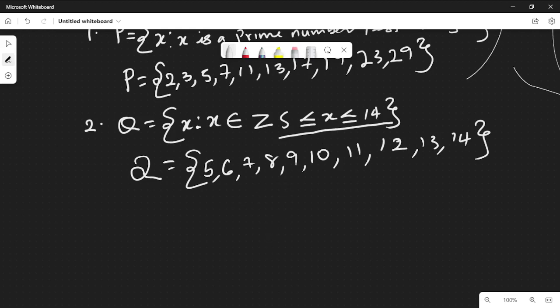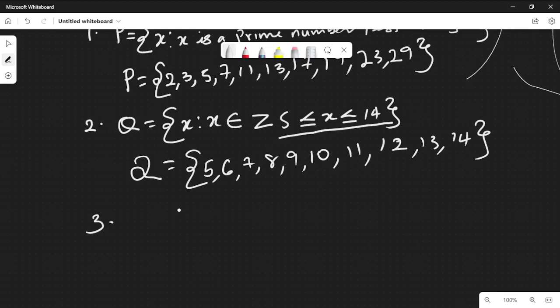Q is a set of X such that X belongs to the set of integers and X lies between 5 and 14 inclusive. So you are able to write out the elements. Is that taken now? So let's look at the third one when it comes to algebraic notation.